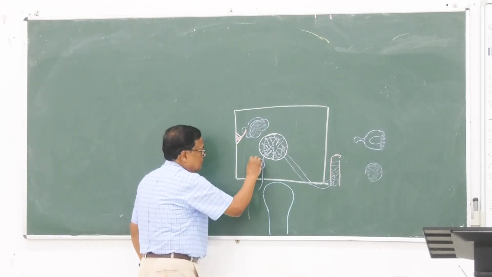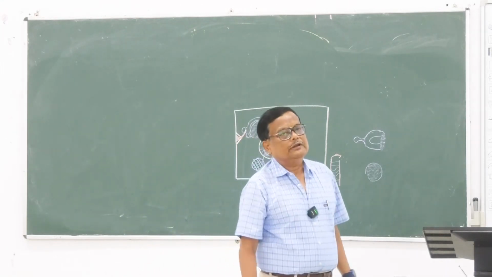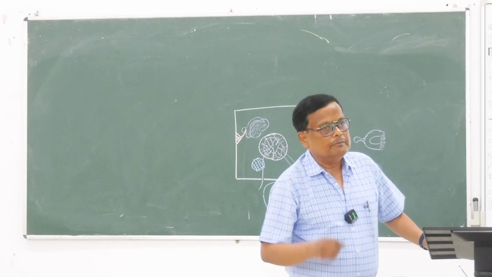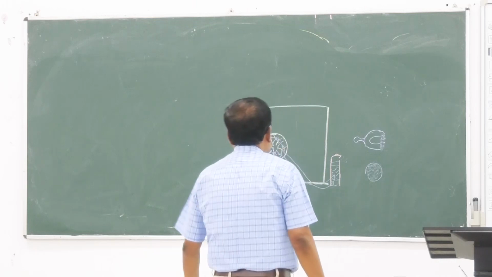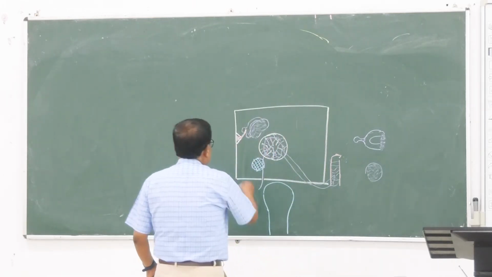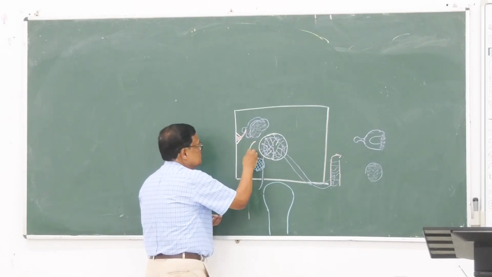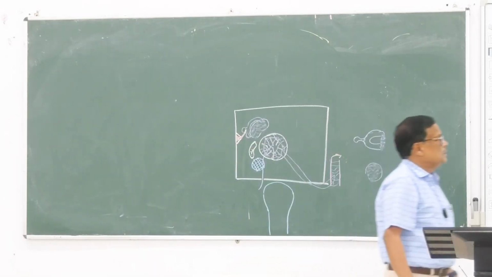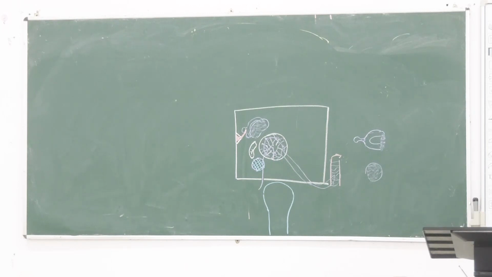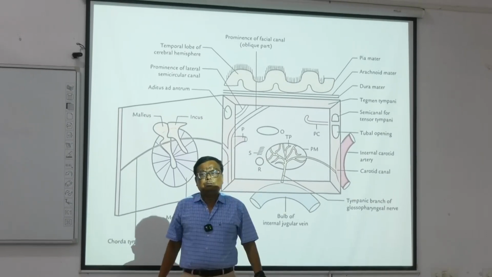So the oval window is closed by the foot plate of the stapes, and the round window is closed by a membrane, like a tympanic membrane, and we call it the secondary tympanic membrane. The true tympanic membrane is the original, primary one, and this is the secondary tympanic membrane. And in between them, there is a depressed area, the sinus tympani.